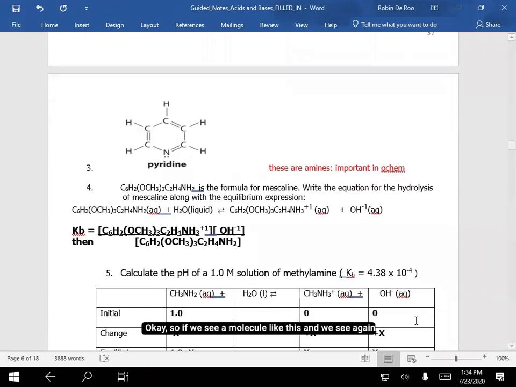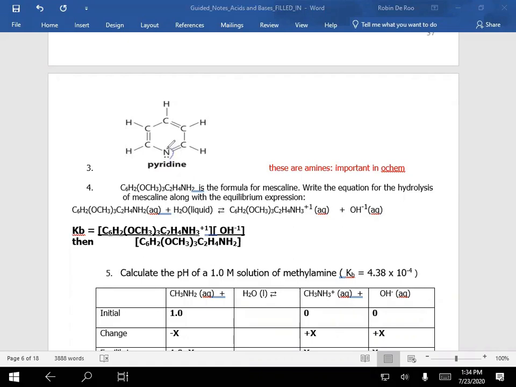Okay, so if we see a molecule like this, and we see again our nitrogen with our nice lone pair, that's the basic part of it. So we would recognize this as a base. It's a nice Lewis base.